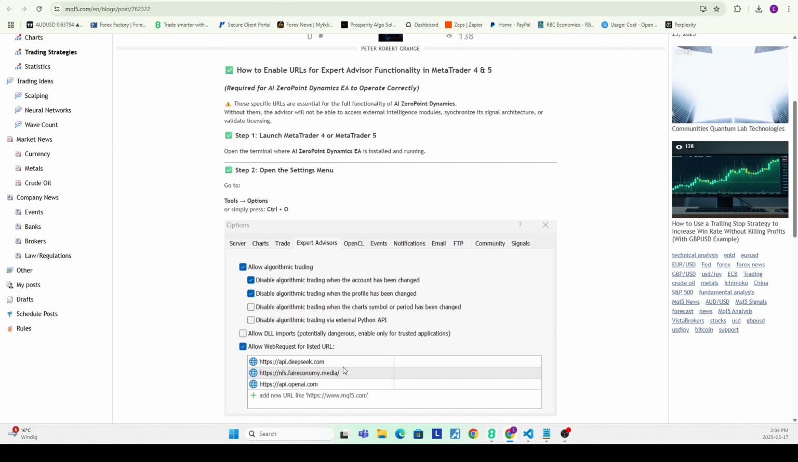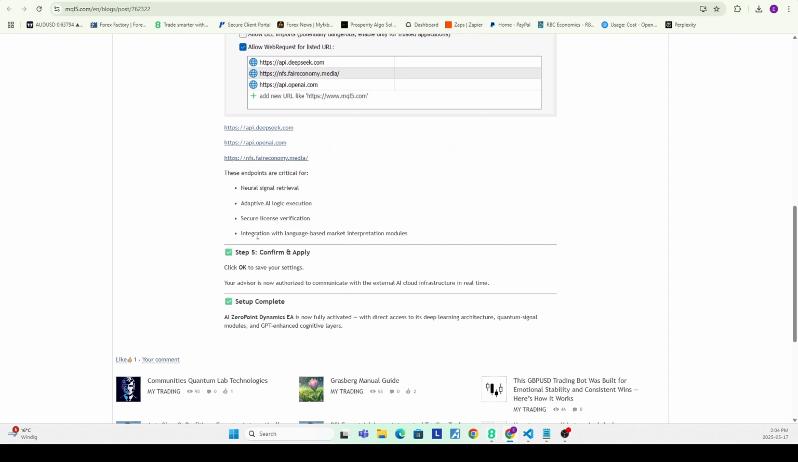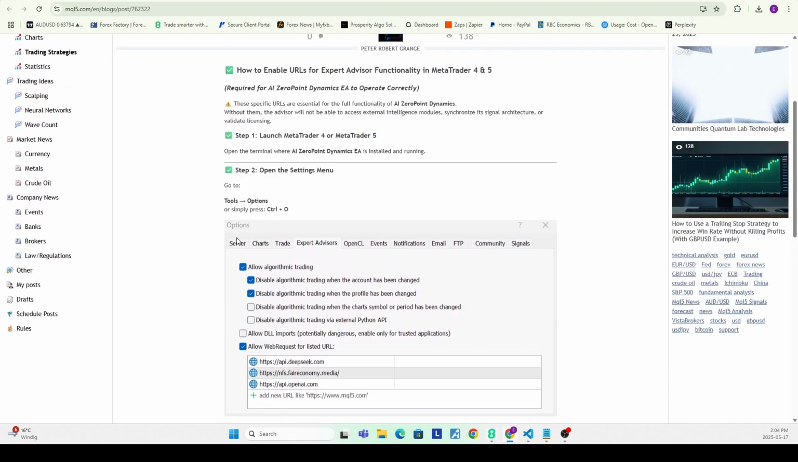So here we're seeing that you should allow a web request to DeepSeek, but once again, there's no AI keys anywhere. So that's not a good sign and probably shows that it's not very likely that they're actually using it. He's also putting an API for OpenAI, and as somebody who uses OpenAI APIs in a few of my bots, you need to have license keys for that.